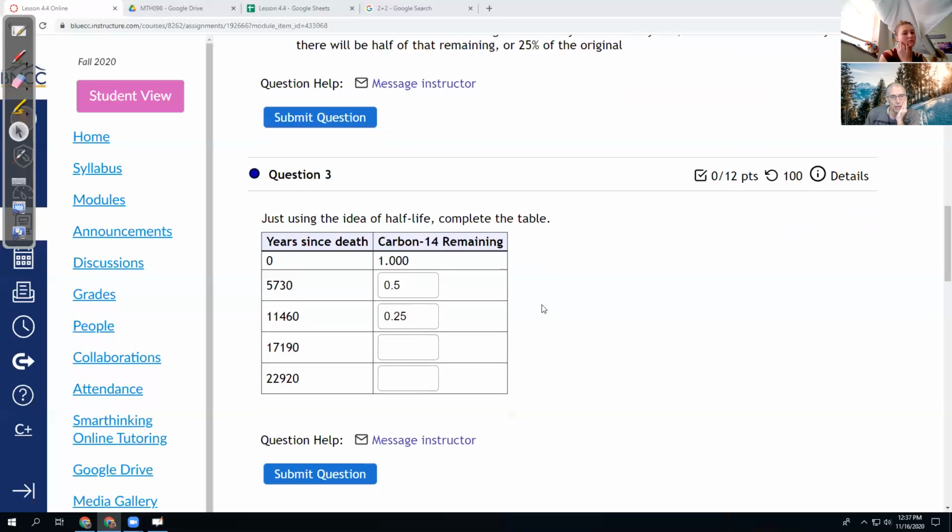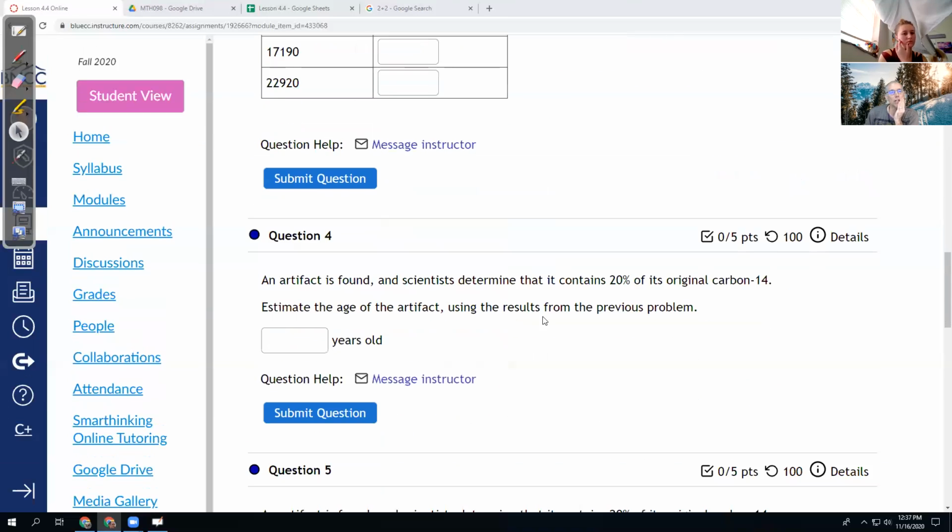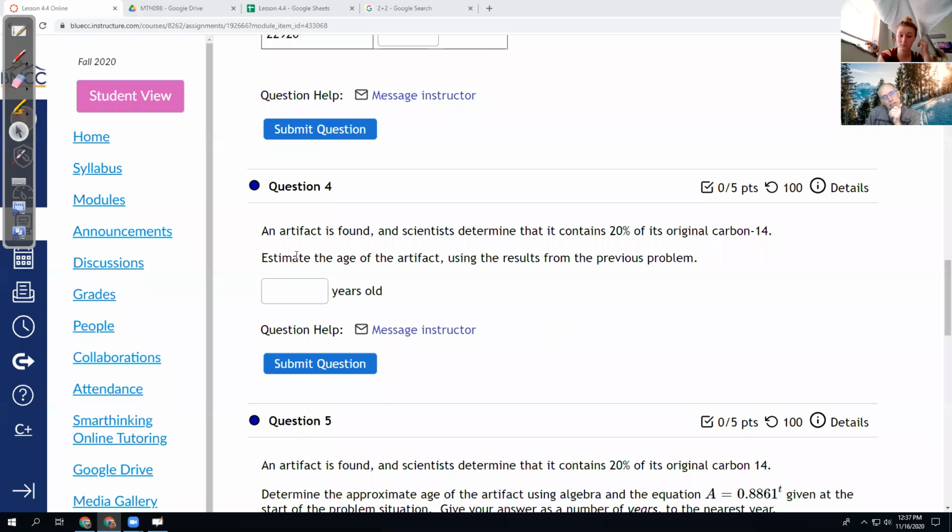Hopefully that worked out pretty good for you. I'm going to skip along here. We're next asked, an artifact is found and scientists determine that it contains 20% of its original carbon-14. So we want to use our numbers in the previous problem to estimate the age of the artifact.